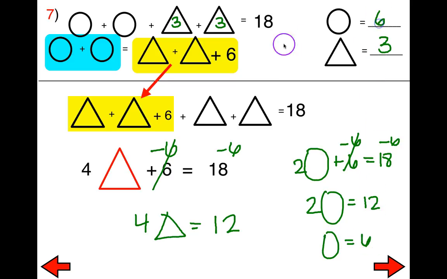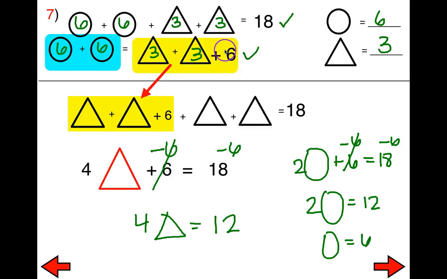But let's just make sure this checks out. 6 plus 6 is 12. Plus 3 is 15, plus 3 is 18, so that checks out. Circles are 6's and triangles are 3. Does this check out? Well, this is 12 equals 6 plus 6, which is also 12, so this works out.